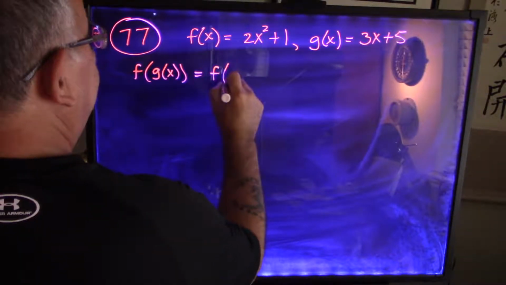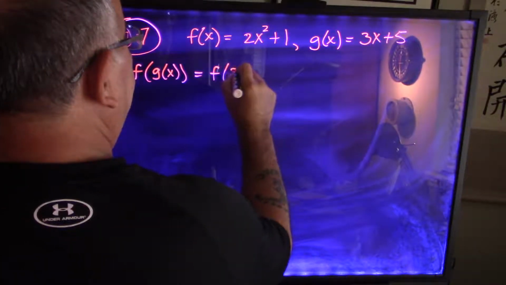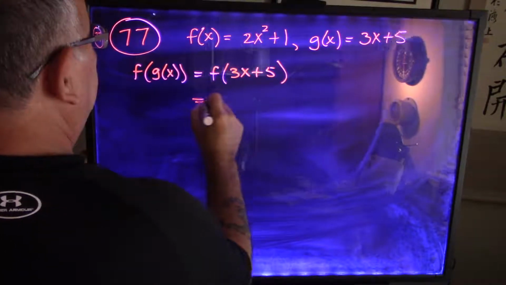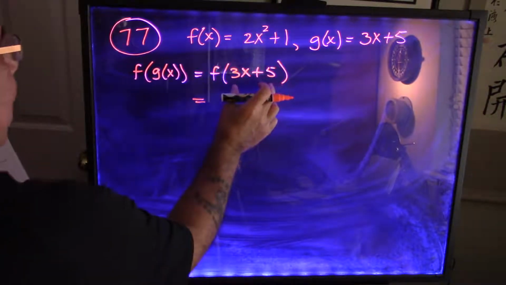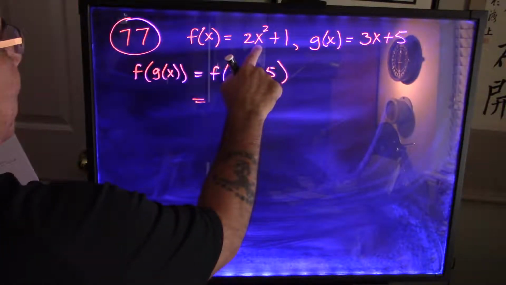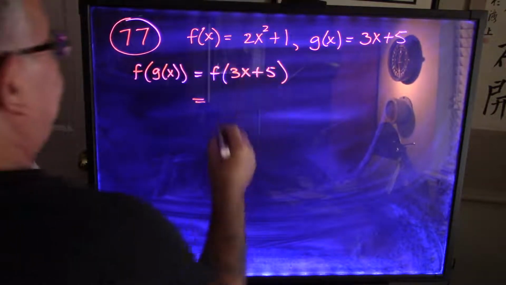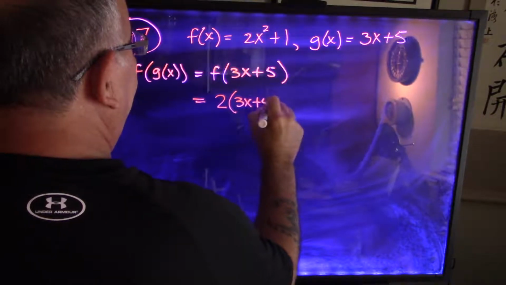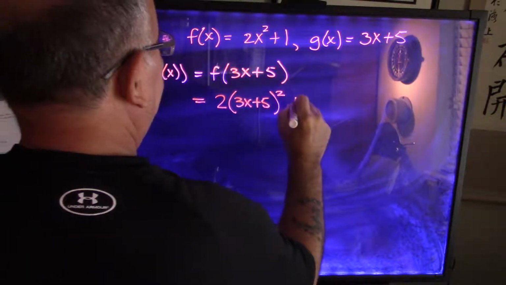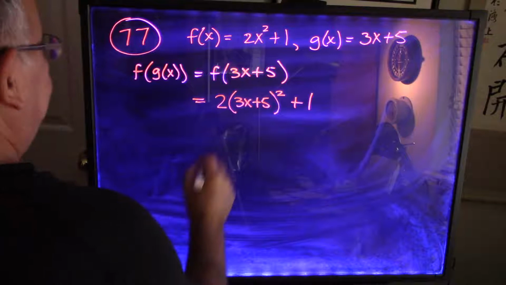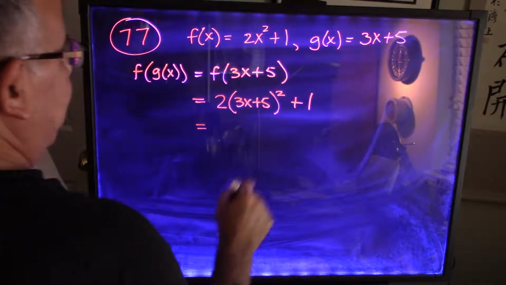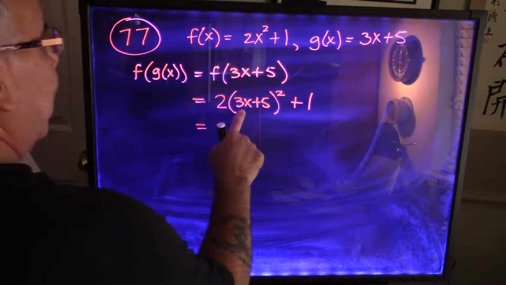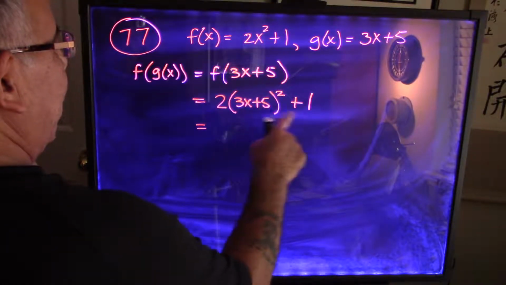What is g of x? It's 3x plus 5, so I'll write that in there. f of 3x plus 5. So you just plug in 3x plus 5, the whole thing, right there into the x. So you've got 2 parentheses, 3x plus 5, quantity squared plus 1. Alright. So order of operations, you do the powers before you do the multiplying by the 2 here, or adding. Do the adding last.